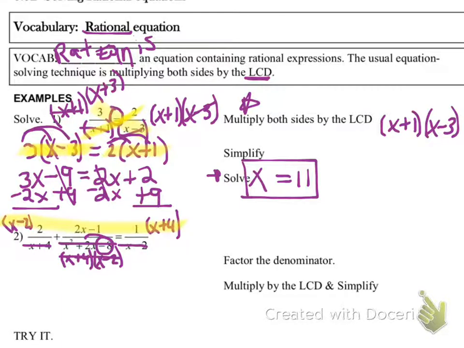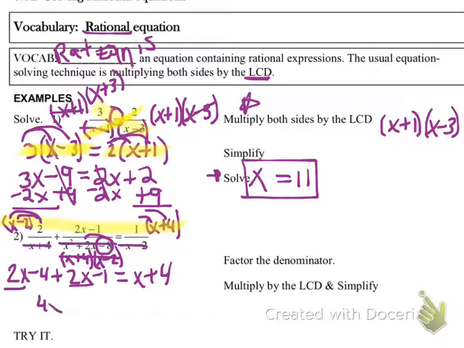Okay? So then I have 2x minus 4 plus, and then 2x minus 1, that did not change. And then I still have my equal sign in the middle. Distribute the 1, so that's x plus 4. Combine like terms on the left-hand side. So 2x and 2x is 4x. Negative 4 and negative 1 is negative 5.